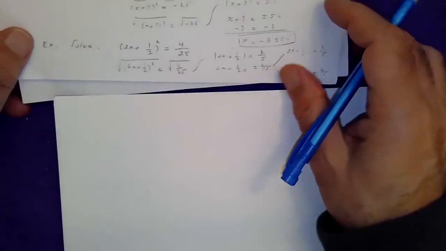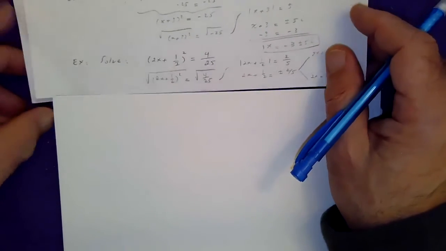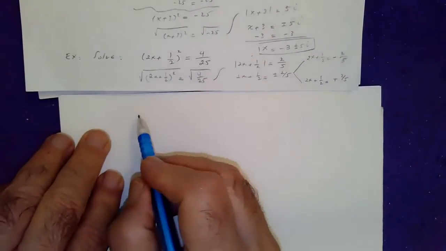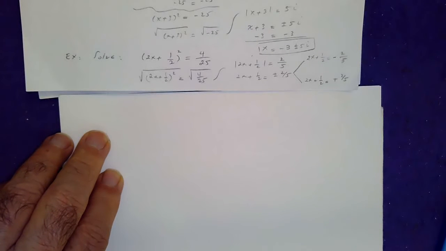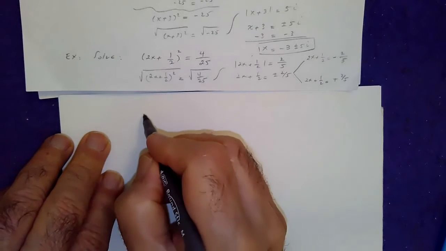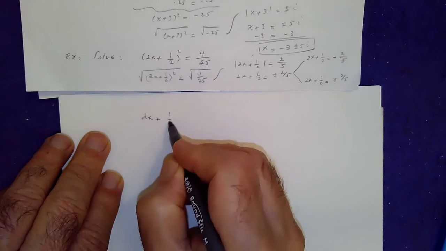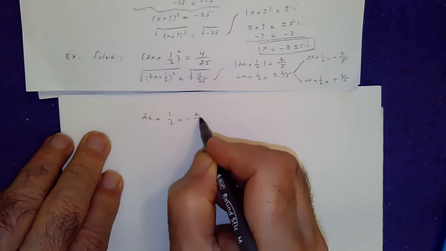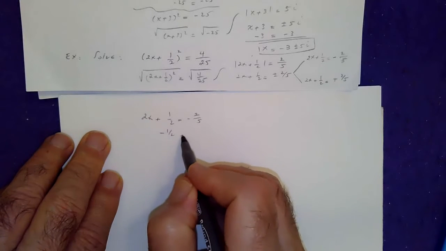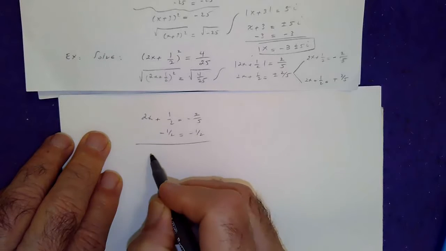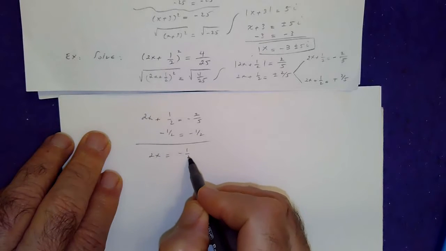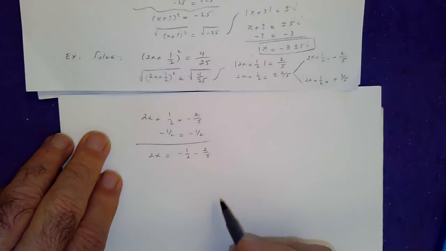So let me just do that problem right over here to show you how the solution is going to look. Say I take 2x plus 1/2 equals negative 2/5. So what I do, I subtract 1/2. So I get 2x is equal to negative 1/2 minus 2/5.